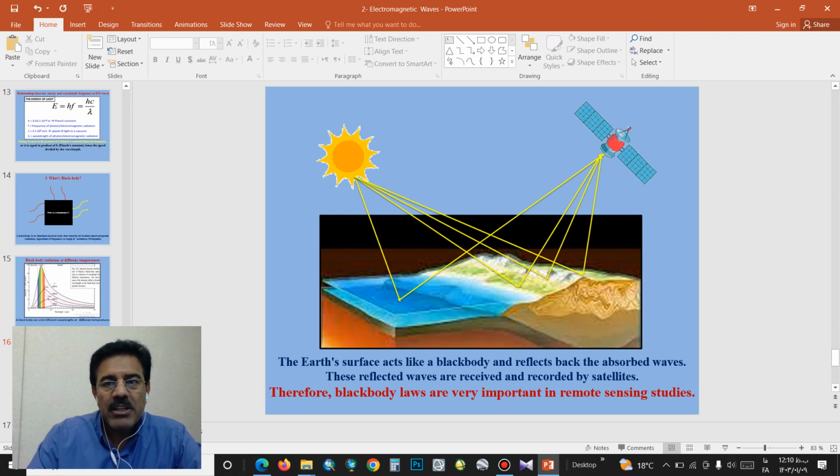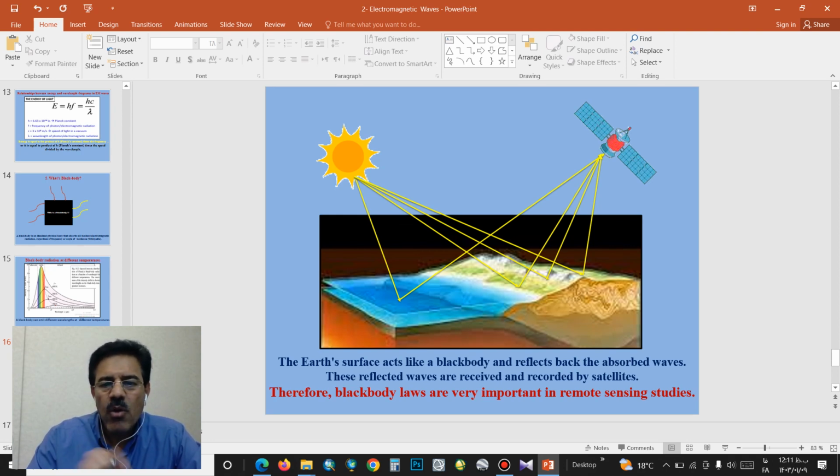This slide is very important. The Earth's surface acts like a black body and reflects back the absorbed waves. These reflected waves are received and recorded by satellite or by sensor. Therefore, black body laws are very important in remote sensing.